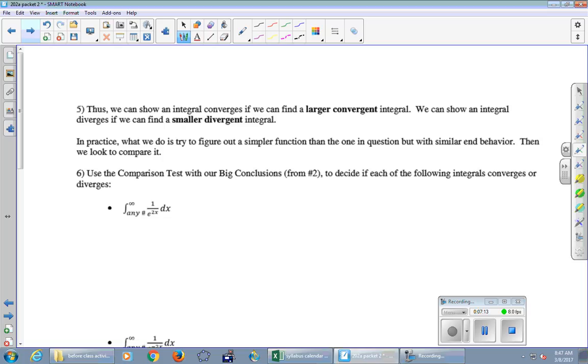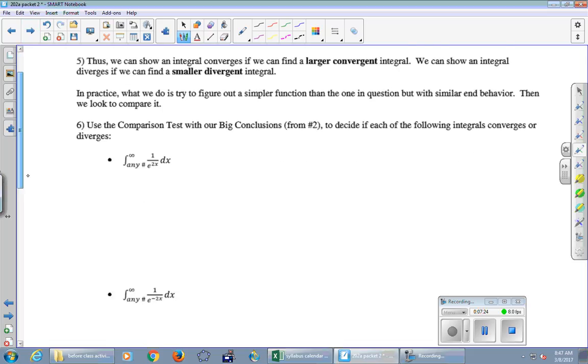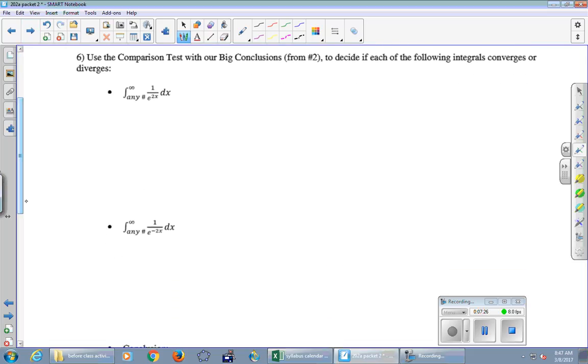So we're going to be playing around with inequalities today. In practice, what we do is try to figure out a simpler function than the one in question, but with similar end behavior, and then we'll compare. Let's try number 6 here. Use the comparison test with our big conclusions to decide if each of the following integrals converges or diverges.